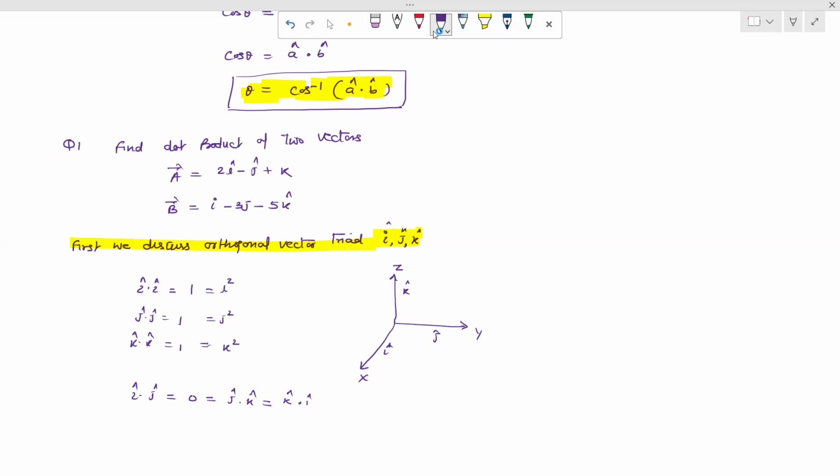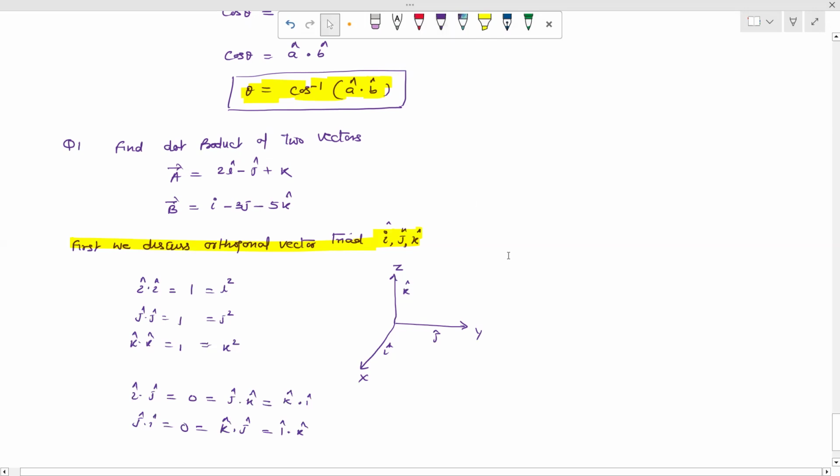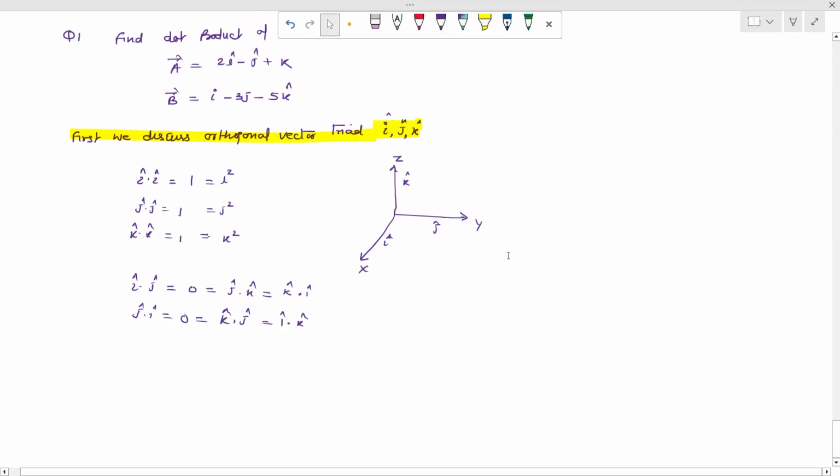Similarly, you can write j dot i is equal to 0, k dot j is equal to i dot k is equal to 0. You have to keep in mind that when we are doing the dot product of two vectors, the same vector gives us 1, and the other vector gives us 0.